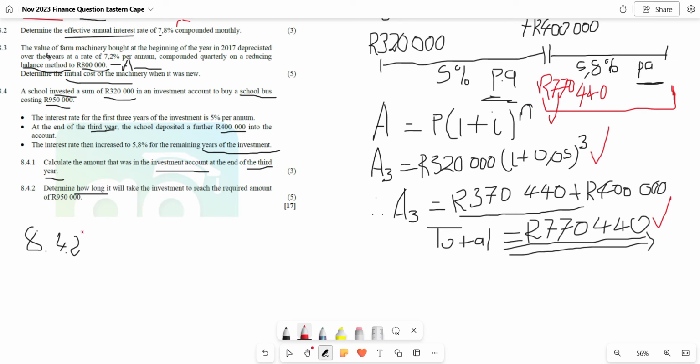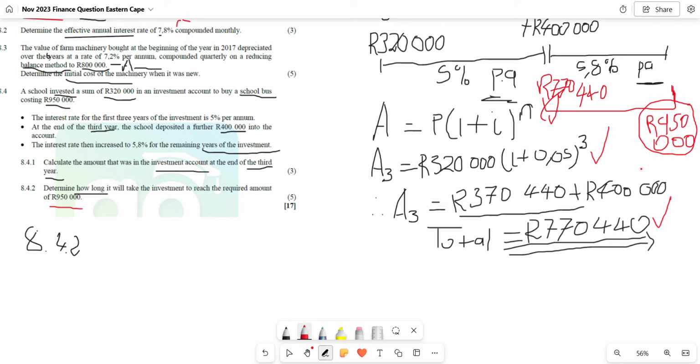Now it says determine how long it will take the investment to reach the required amount of 950,000. Where do we need it? We need it at the end of the investment. It means we need to have an accumulated amount of 950,000 rands. Then that 950,000 becomes our accumulated amount. Here is our principal amount. This is an amount that we have at T3. Then this is an amount that we need at the end of the investment.